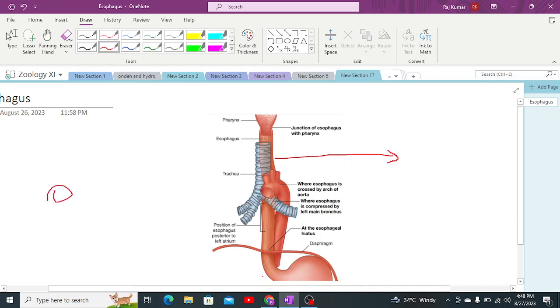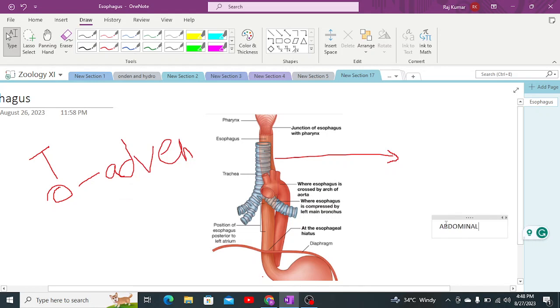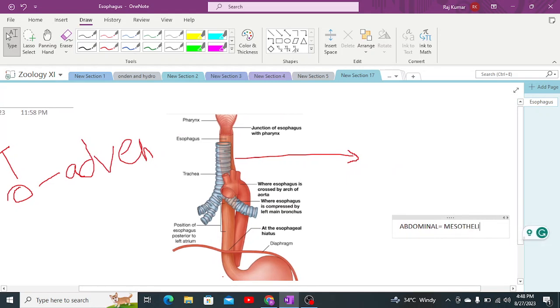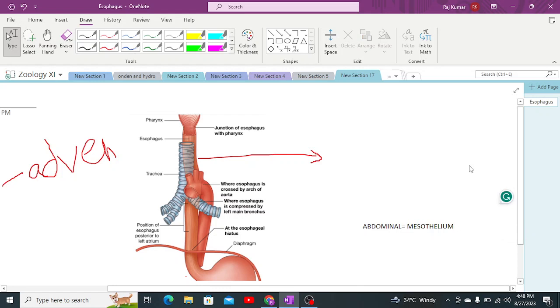In the outermost layer, we previously studied that it is serosa, but in the esophagus the outermost layer is adventitia instead of serosa. But in which part? When it is present inside the thoracic cavity, its outermost layer is adventitia instead of serosa, whereas in the abdominal cavity its outermost layer is simple squamous epithelium, known as mesothelium. So this is how we classify its layers.